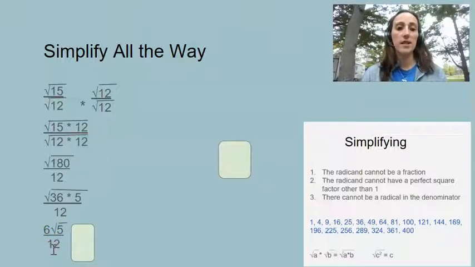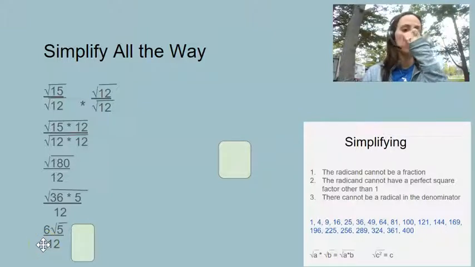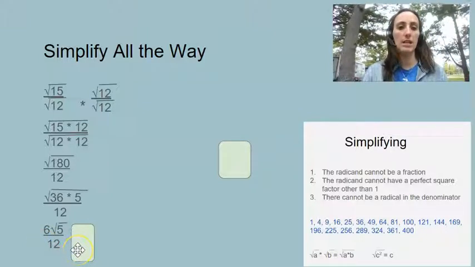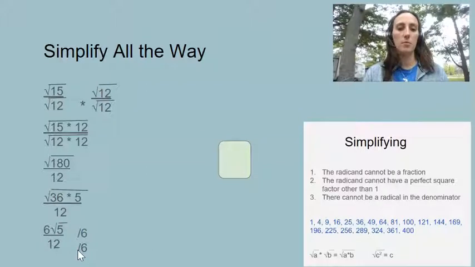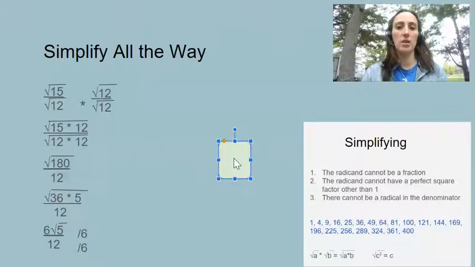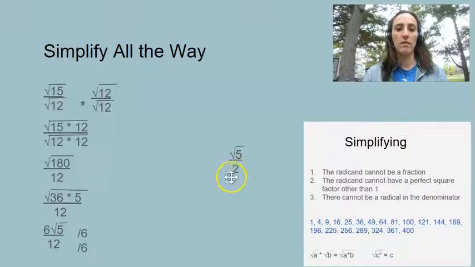The last thing that we need to do, though, is because we are working with a fraction, fractions have to be written in simplest form. So I want to look at my numbers outside the radical only, my 6 and my 12, and ask, is there anything that both 6 and 12 are divisible by? And in this case, yes, they're both divisible by 6. So my final, most simplified answer is square root 5 over 2.